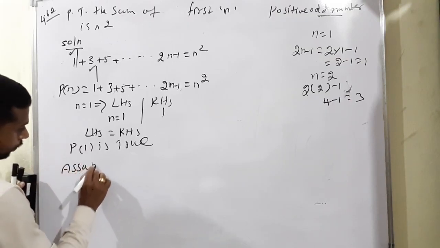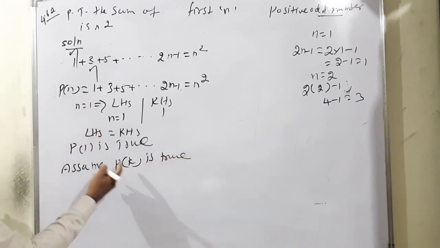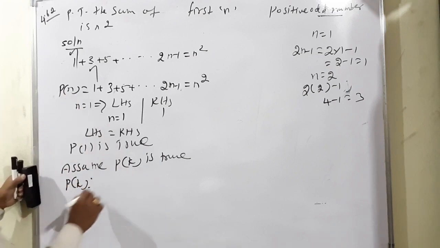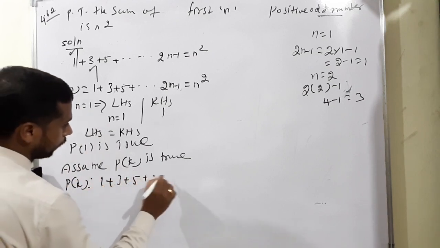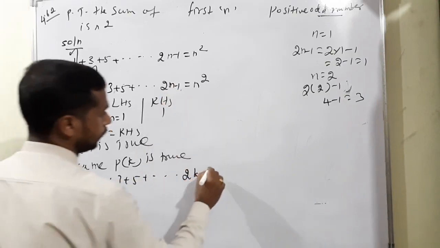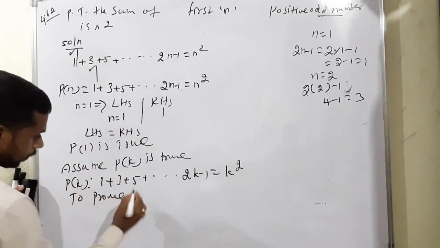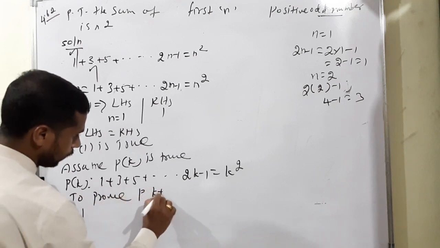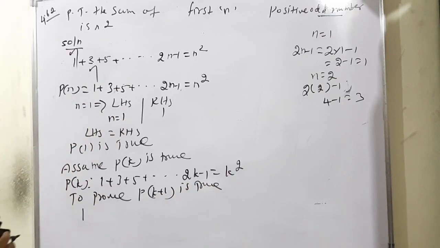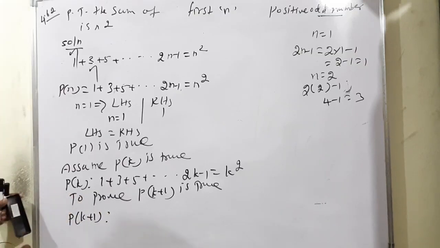After getting P of 1 is true, what do we have to do in the second step? Assume P of k is true. Assume P of k is true means instead of n we write k. So P of k is 1 plus 3 plus 5 plus dot dot dot 2k minus 1 is equal to k square. Then to prove P of k plus 1 is true, instead of k we write k plus 1.